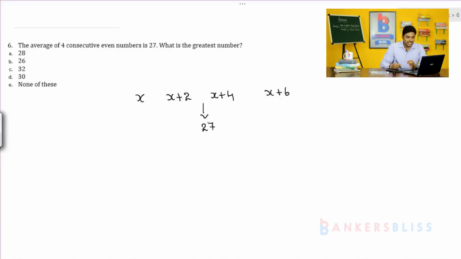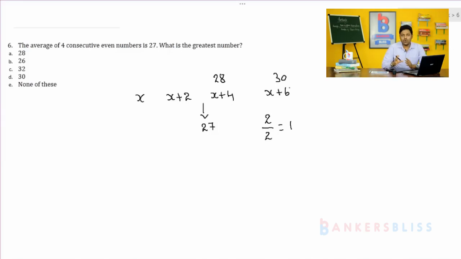So 27 is the average. The difference between x plus 2 and x plus 4 is 2. So 2 divided by 2 is equal to 1. If you add 1 to 27, you will get the value of x plus 4. If you subtract 1 from 27, you will get the value of x plus 2. But I have to calculate the value of x plus 6, so go forward. 27 plus 1, 28, that is the value of x plus 4, 28 plus 2, 30, that is the value of x plus 6. So the greatest value is 30. Option D is the answer.